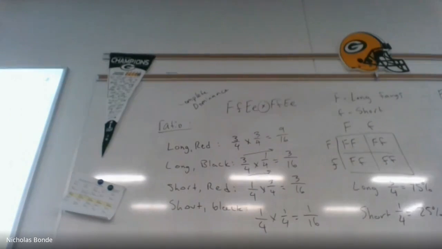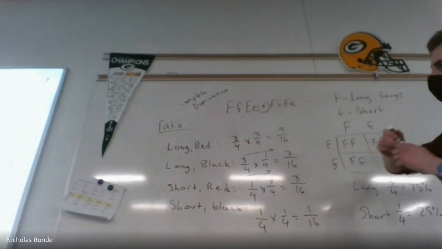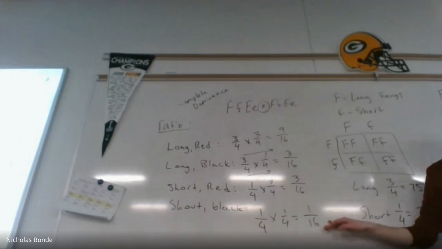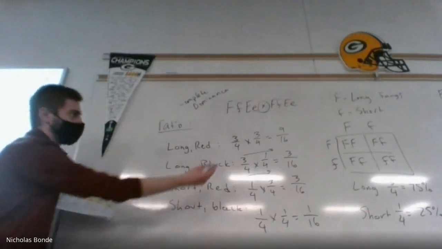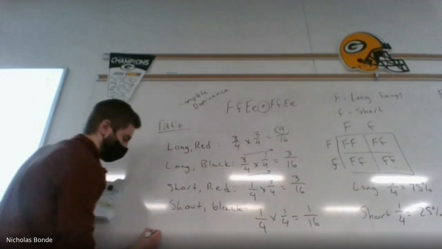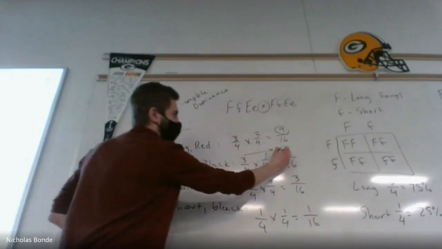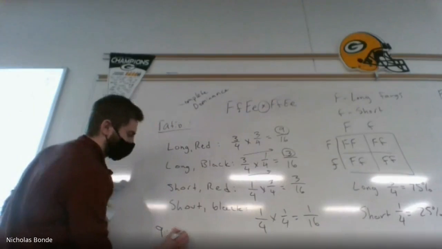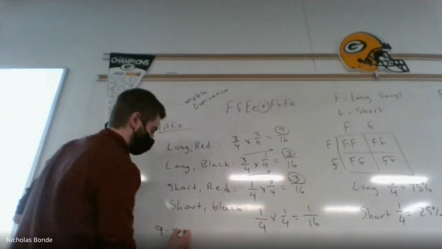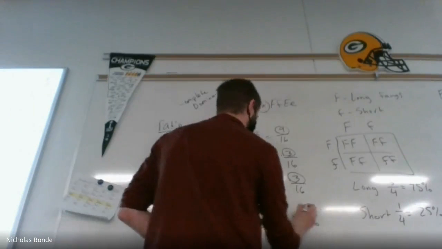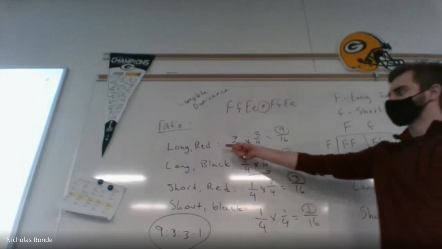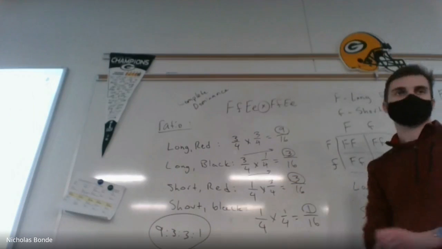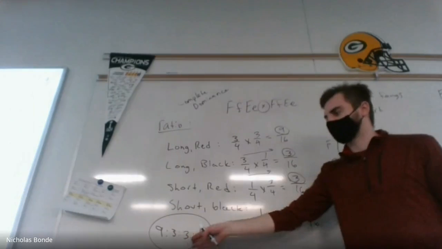So now it's pretty simple to go through and do a ratio. There's a 16 on the bottom of all these, right? So I don't really need to write the 16. I can just write the ratio of 9 to 3 to 3 to 1. Okay, that's my ratio. So that's this to this to this to this. Okay, 9, 3, 3, 1.